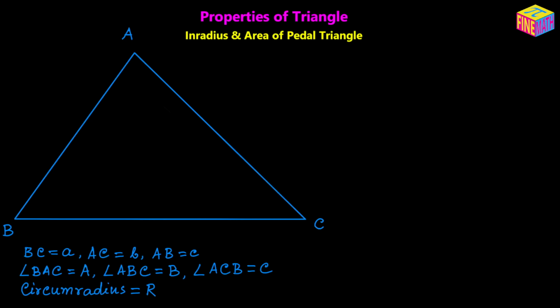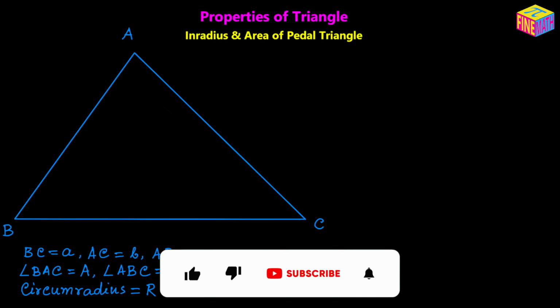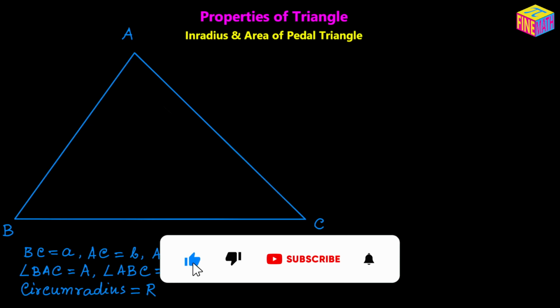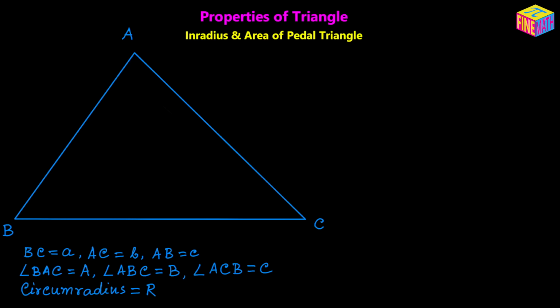units, side length AC is denoted by lowercase b units, and side length AB is denoted by lowercase c units. And also the angle BAC is denoted by uppercase A, you can assume it is in radians, and then angle ABC is denoted by uppercase B radians, and angle ACB is denoted by uppercase C radians. And also let's assume that the circumradius of this triangle is uppercase R units.